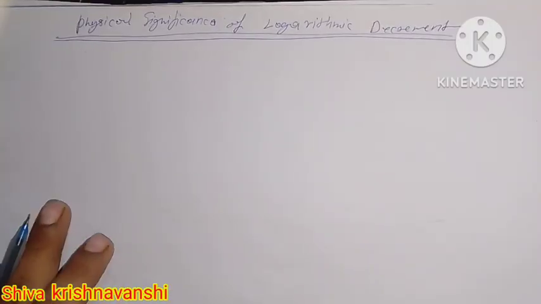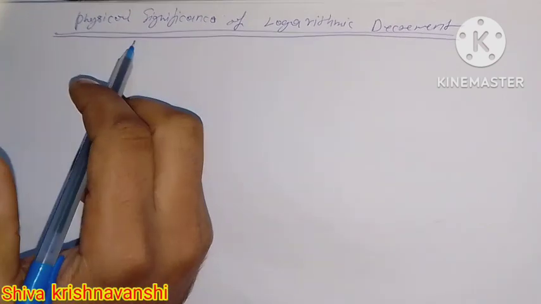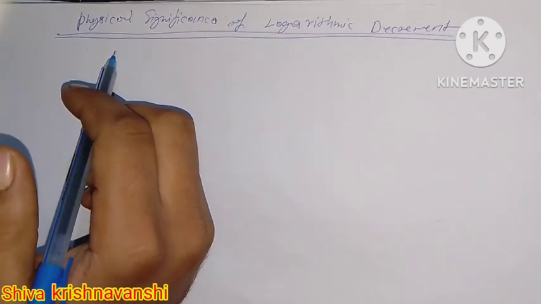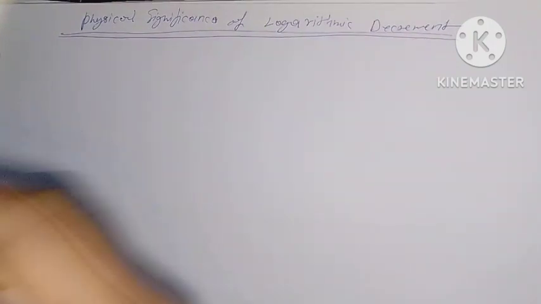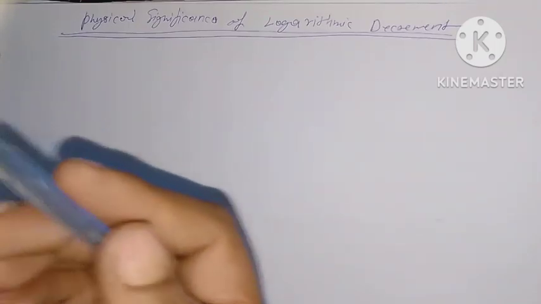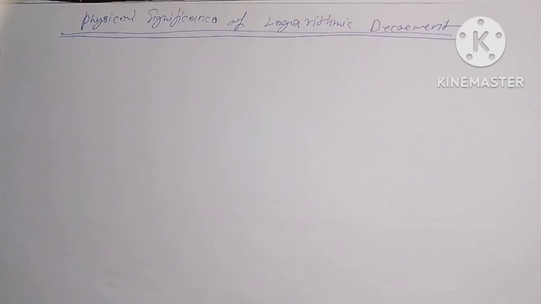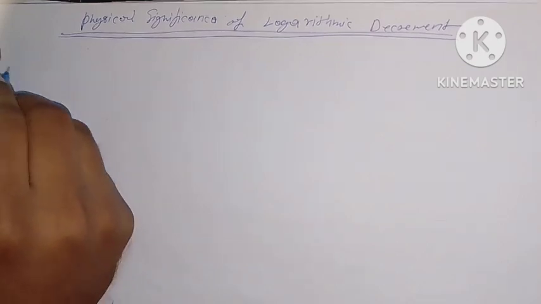Physical significance of logarithmic decrement. The logarithmic decrement of a damped oscillatory system gives the measure of the rate at which the amplitude of vibration decays.